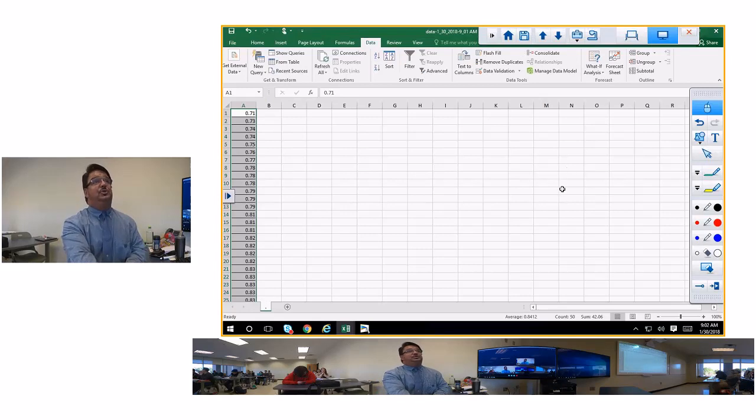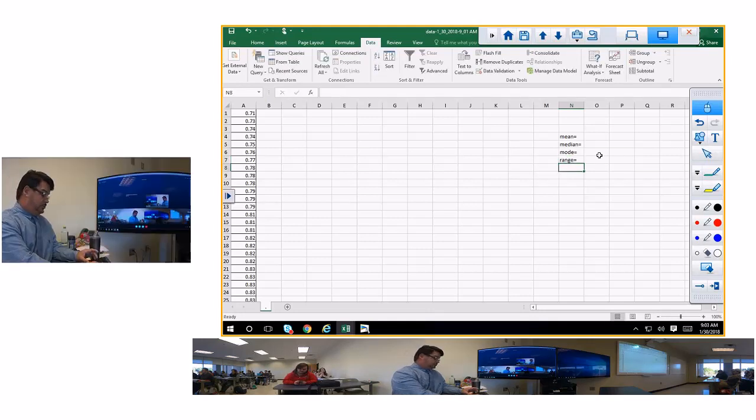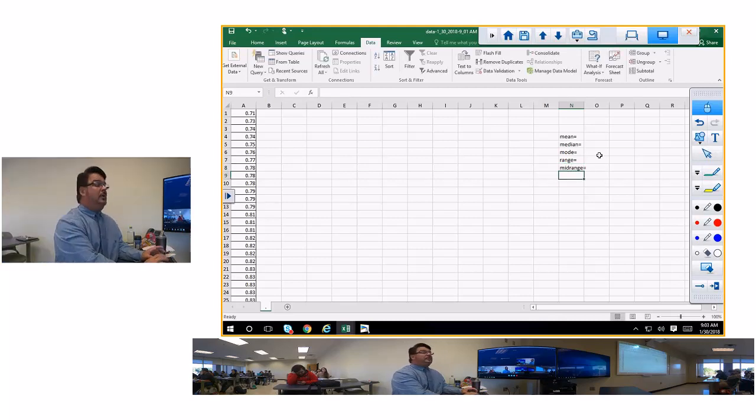But let's go ahead and do it. Now, I'm not going to ask you to do this in your notebook, but what I'm going to do is put mean, median, mode. I'm not even going to care about the mode on this one because there's too many of them. Range, mid-range, and standard variance and standard deviation.